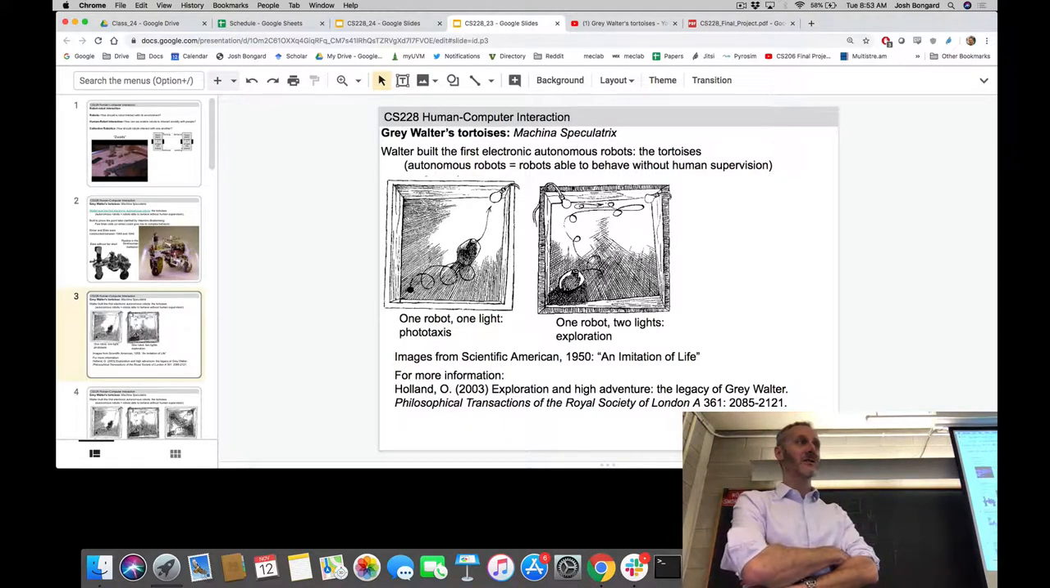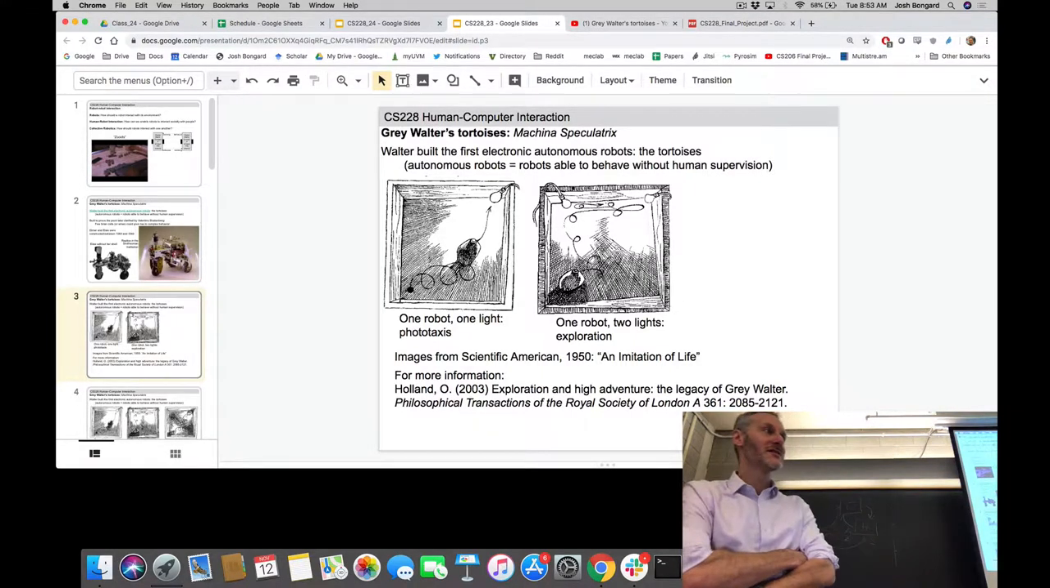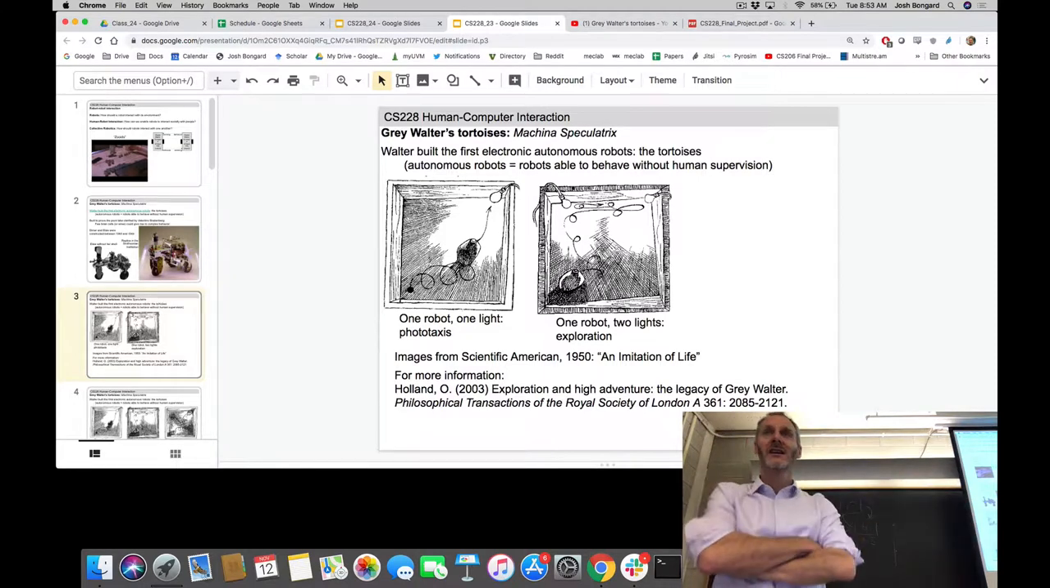This should start to be sounding very familiar. Where have we heard this before? The Braitenberg vehicles. We actually looked at vehicle 2C, I think it was, who was the explorer.